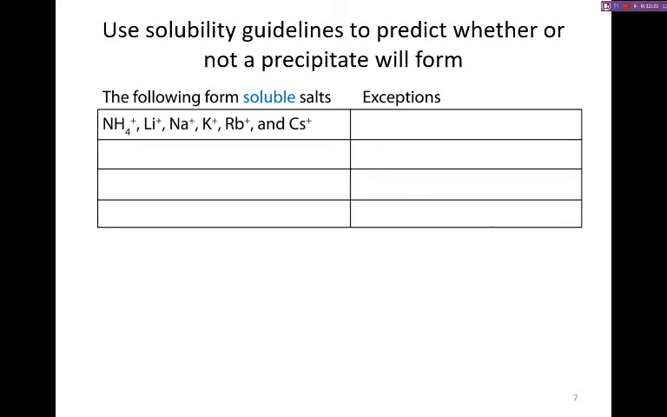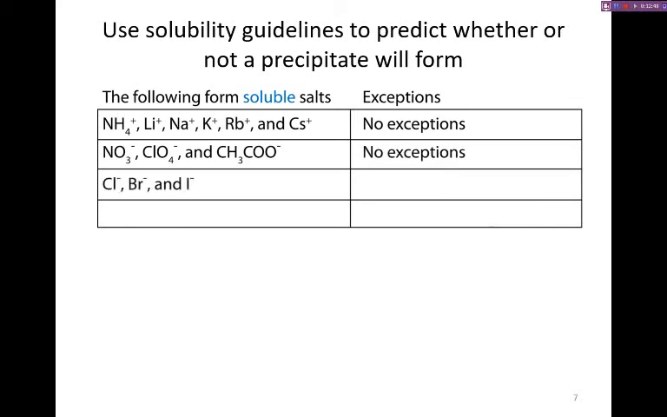And so when you take a look at the first rule, it lists that ammonium plus all of your alkali metals are soluble, and that there's no exceptions to this rule. Then when you take a look at some of the larger polyatomic ions, nitrates, perchlorates, acetates, those are all soluble with no exceptions. Finally, you have some smaller monoatomic ions, the halogens, the halides, chloride, bromide, and iodide. And those are soluble with only a few exceptions.